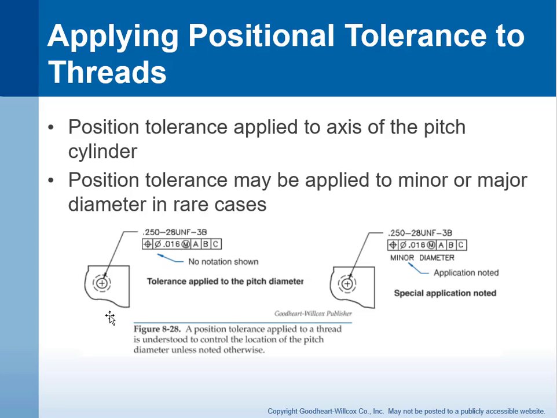So what we have right here, we have a threaded hole, we have a feature control frame for its location, we have an MMC modifier on the location. What that means is we have no notation here. That means the tolerance is applied to the pitch diameter by default. Okay. However, if we came back and specified minor diameter, then we have to note it minor diameter. Otherwise, it's going to default to the pitch diameter.